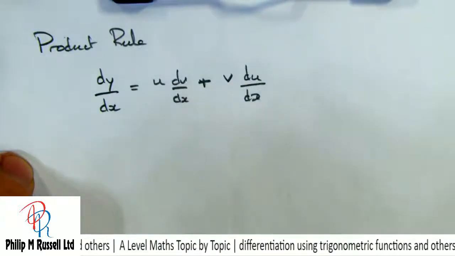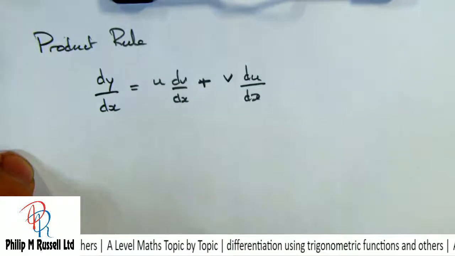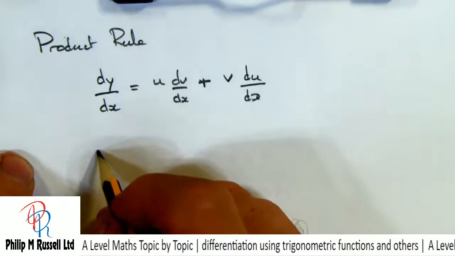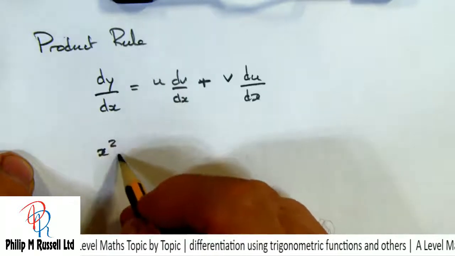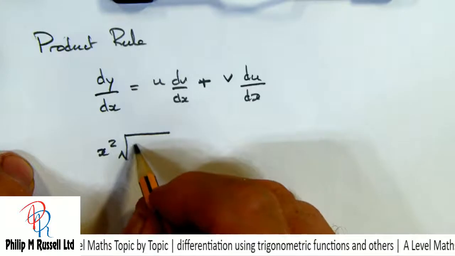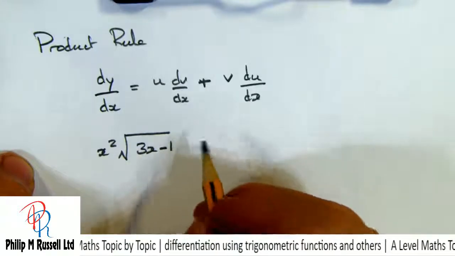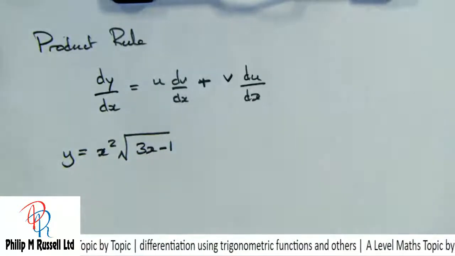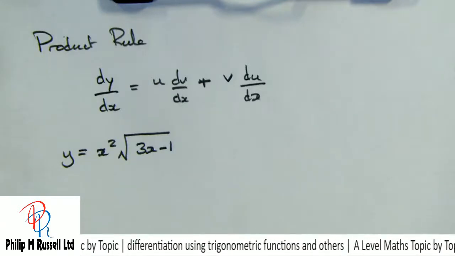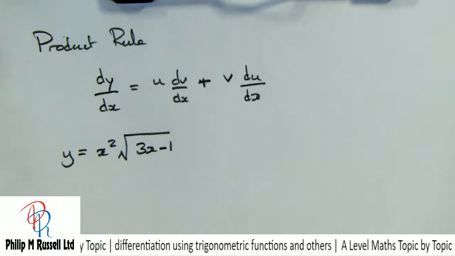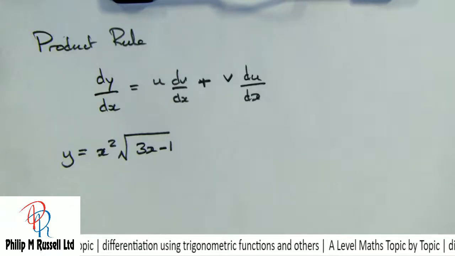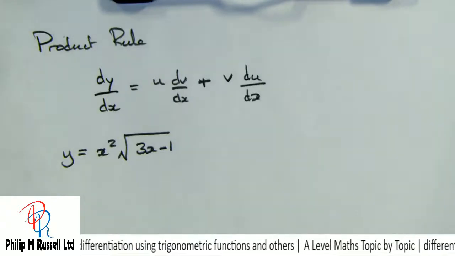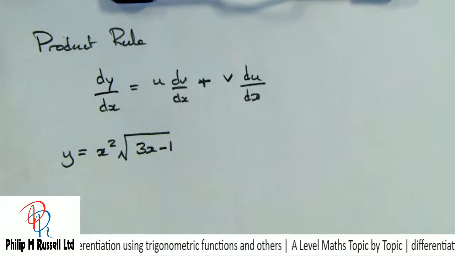So let's get an example of this sort of thing, and if we take an example, something like x squared times the square root of 3x minus 1, and that's what we're going to try and see if we can find the differential of. Okay, so these aren't really quite as bad as they seem, because all we've got to do is follow the basic rules.